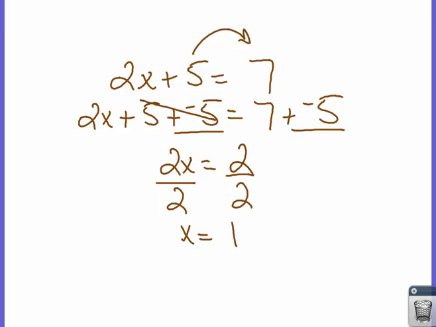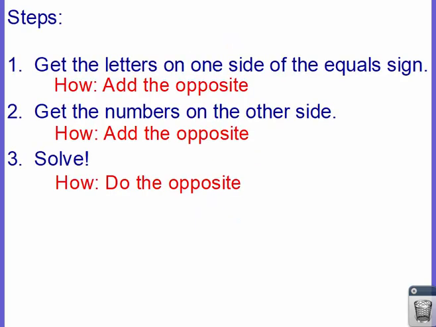Well, with multi-step equations, we're going to add a step. Okay, so here are the steps that we would go through to solve multi-step equations. Step number 1, get all the letters together on one side. This is our new step. Get all the letters on one side.